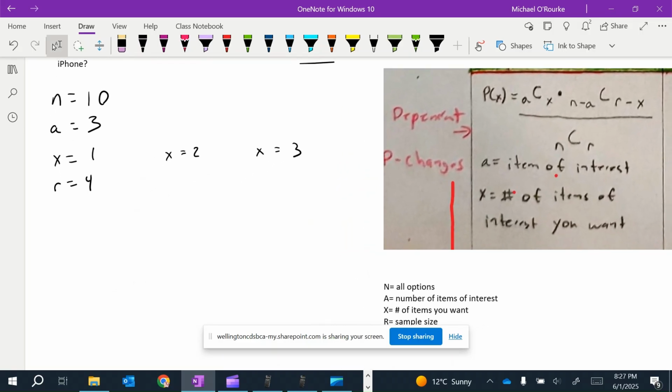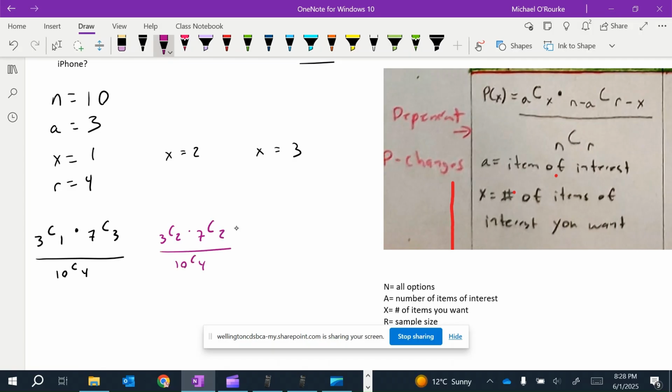So our formula for the first one is going to be 3C1 times 7C3 divided by 10C4. So there are 3 defective. We want to get 1 of them, times the 7 that aren't defective. We want to get 3 of those. Now for the second one, it would be 3C2 times 7C2 divided by 10C4. And for the third one, it would be 3C3 times 7C1 divided by 10C4.